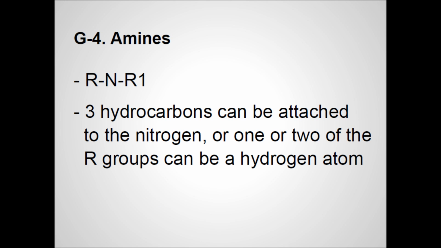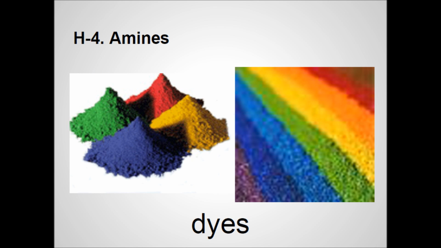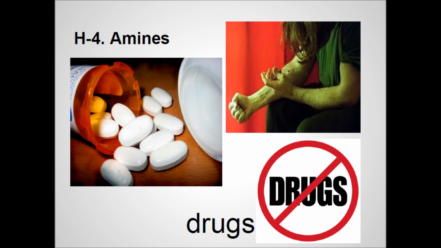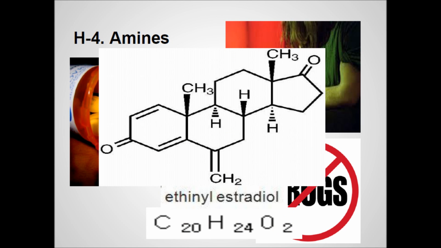Amines are near relatives of ammonia. The general formula for an amine is RNR2. There can be 3 hydrocarbons attached to the nitrogen, or 1 or 2 of the R groups can be a hydrogen atom. They smell of old fish, urine, and rotting flesh. Dyes are an example of amines and are made of C37H44FeN3O4. Drugs are another example of amines and are made of ethinyl estradiol.